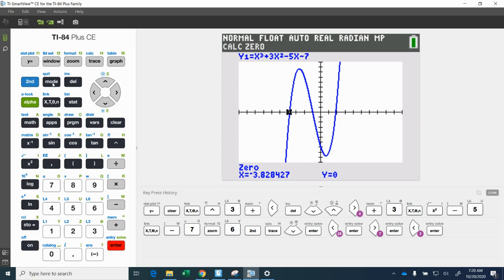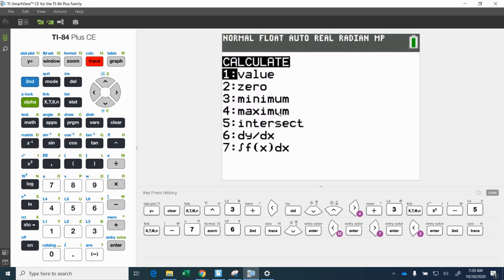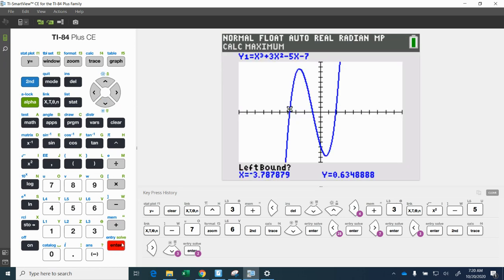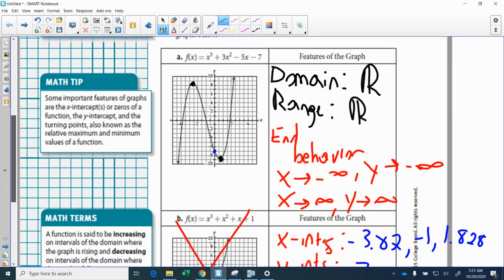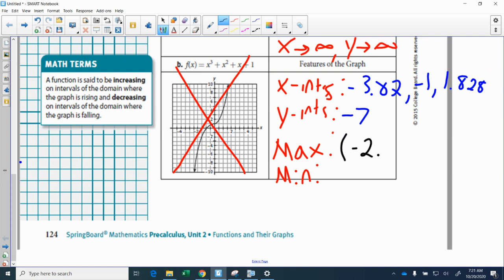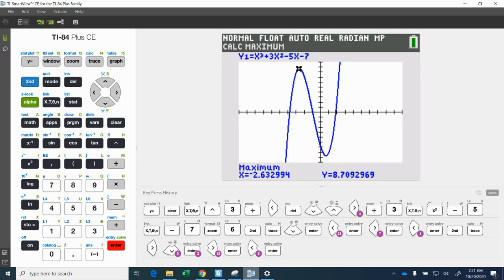My maximum point's up here. So if I go to second trace again, notice I have a minimum and a maximum. They're both going to be done the same way, just depending on what you're looking for. If I want to find my maximum, I'm going to go down to it. And it's going to be the same process. I want to be on the left-hand side, so I put one there. The right-hand side, so I put one there. And then right where the guess point's at. And I get a maximum value of about -2.63 and then 8.7. So my maximum coordinate is -2.7, and the other value was 8.7.